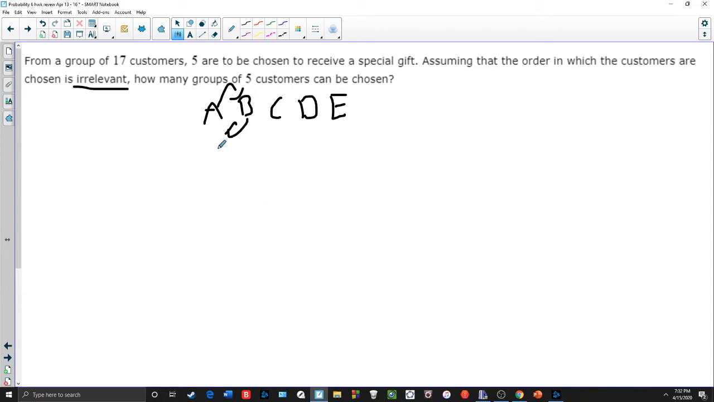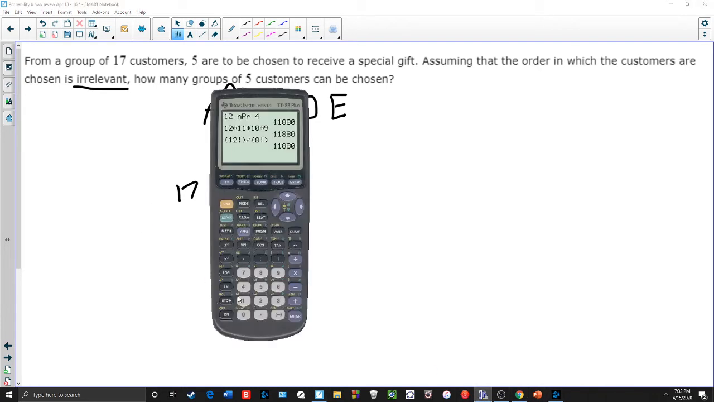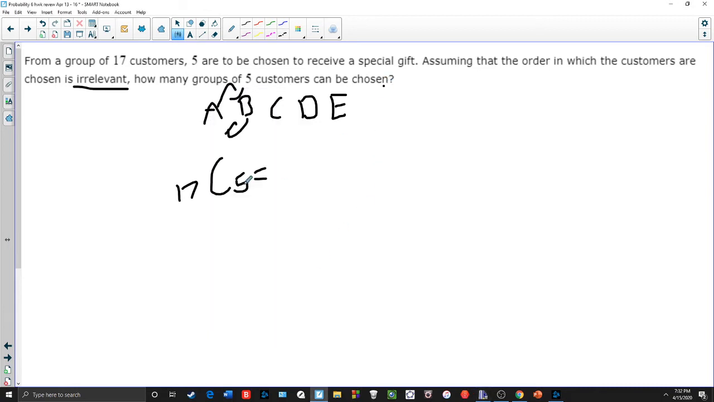So once again, we have that same formula. We have 17 choose 5, which is also, once again, in the calculator. 17 choose 5, which is 6188.